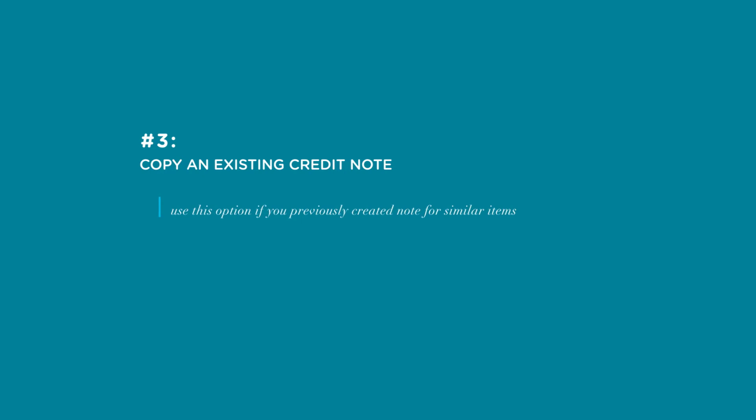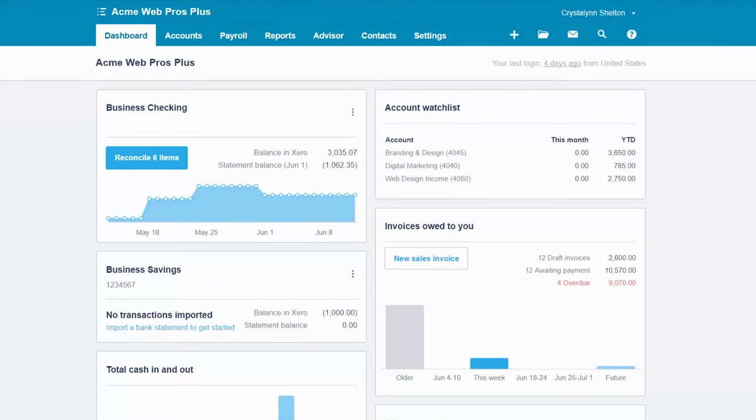If you previously created a credit note for similar items, you can simply copy the existing credit note, which will save you a few minutes of data entry. We will cover each of these next.